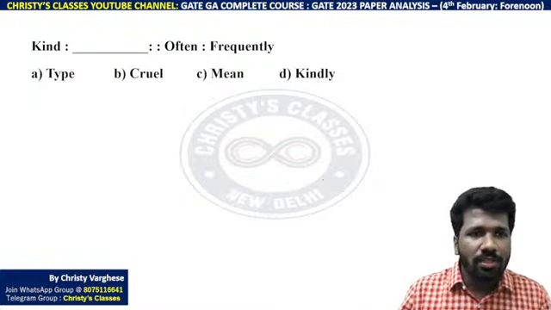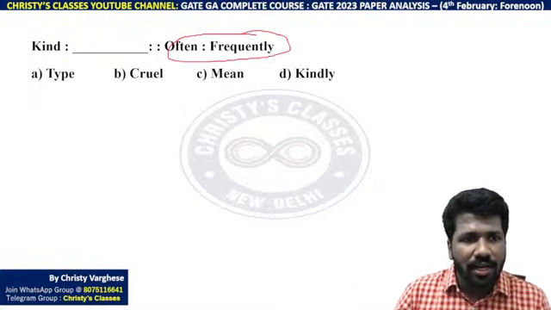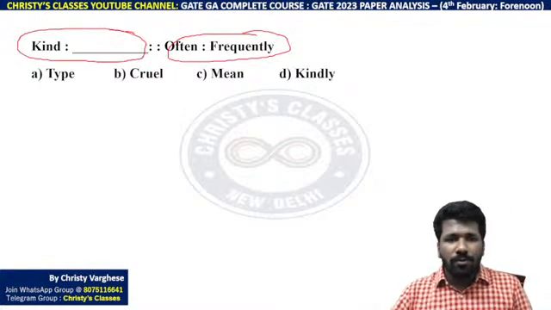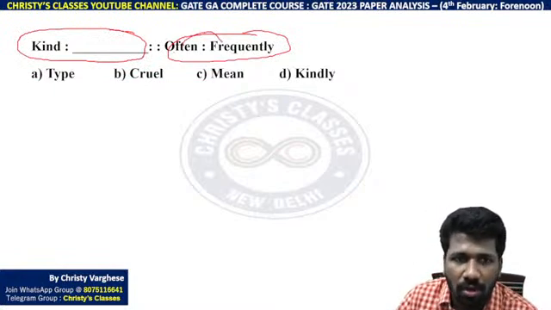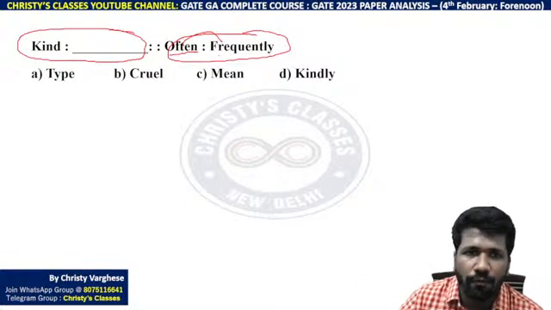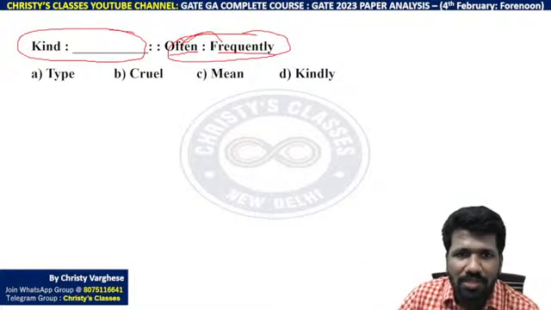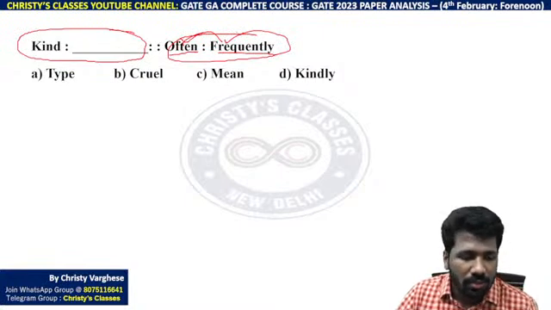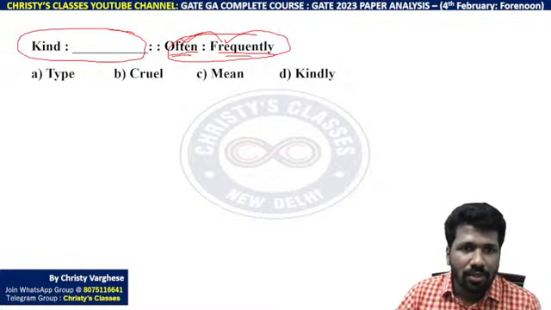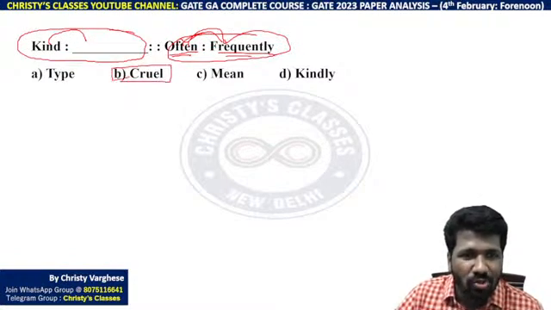Okay, so kind is to dash, often is to frequently. So often is to frequently, the same way kind is connected to what? Often and frequently are synonyms, similar meaning words. Often, I often reach late to the office. I frequently reach late to the office. Both mean synonyms, that means more number of times. That is the meaning of often and frequently. So they are synonyms or similar meaning words. So kind and what is synonyms? There you can get confused. Cruel. Cruel is the opposite of kind.